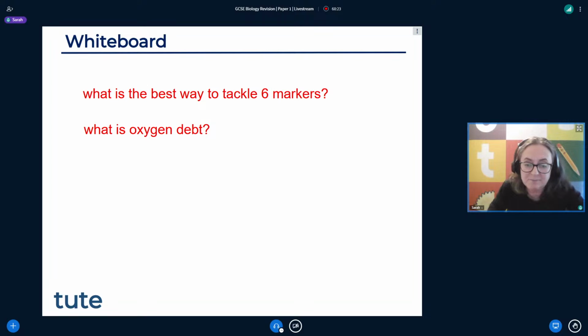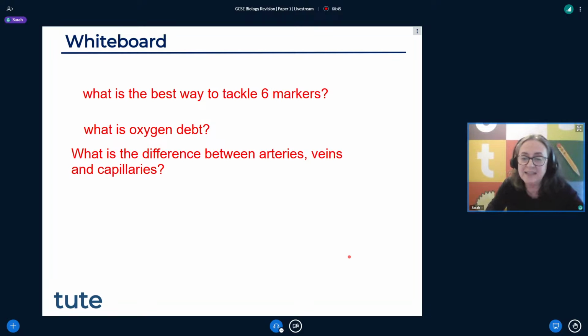Okay, so the next question is: what is the difference between arteries, veins, and capillaries? You have this amazing circulatory system, guys, an absolutely amazing circulatory system. We take so many things in our bodies for granted. The centre of your circulatory system is the heart, and there are vessels that leave the heart that take blood around the body, and to your lungs to pick up oxygen.